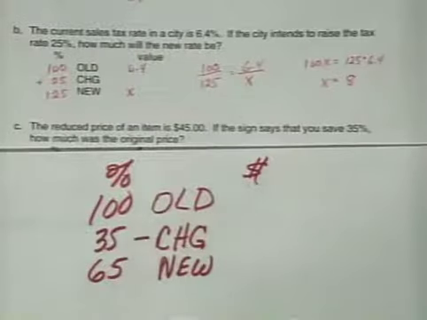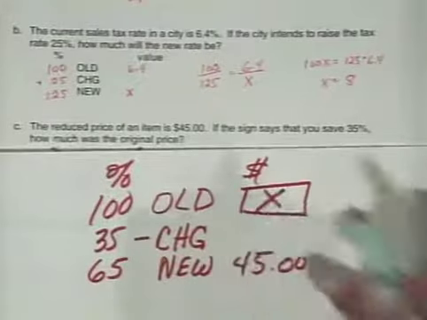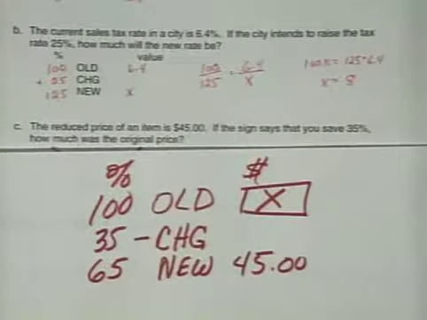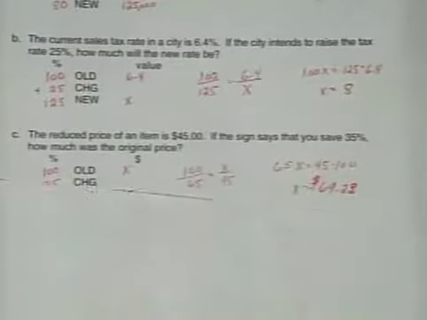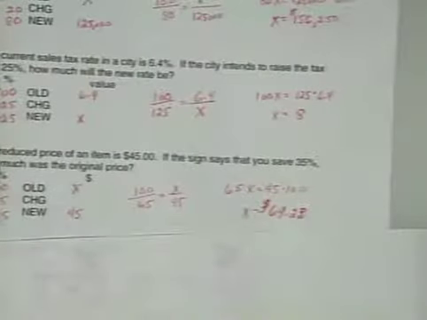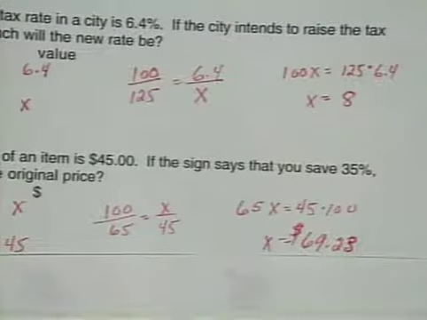The new price is $45. I'm looking for old. Yes? Set it up like a proportion and cross multiply. $100 is to 65, proportionally the same as x is to 45. I got $69.23. I've got very bad handwriting. $69.23 was the original amount.